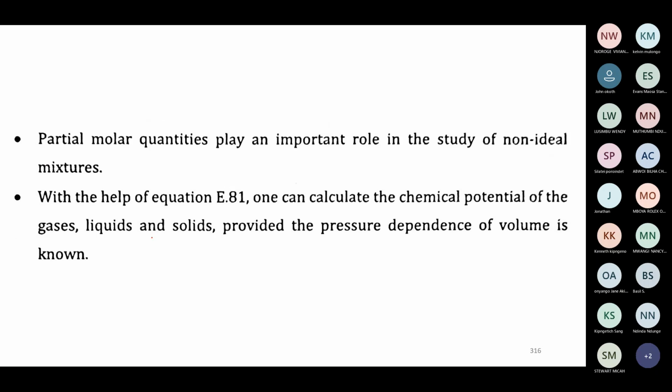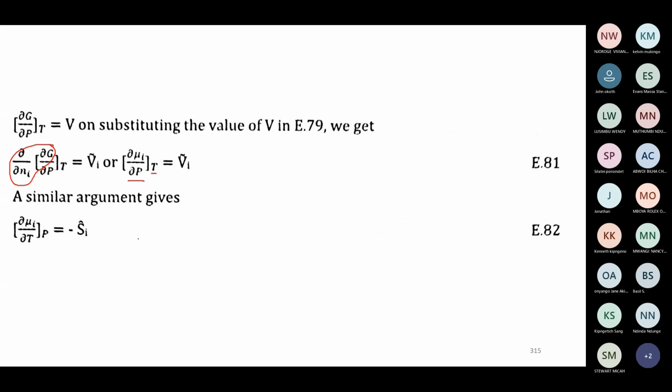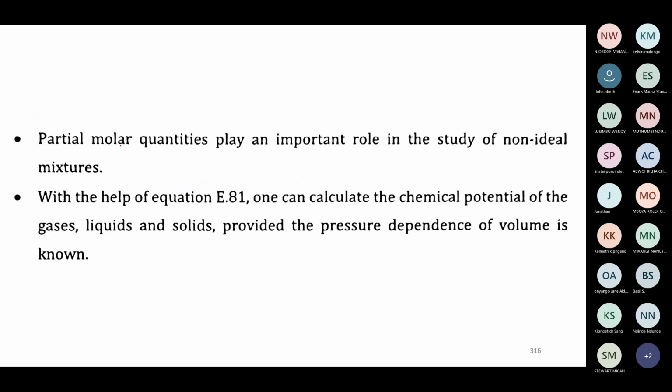So these partial molar quantities play an important role in the study of non-ideal mixtures. With the help of equation E81, for example, this one here, one can calculate the chemical potential of gases, liquids, and solids, provided the pressure dependence of volume is known.